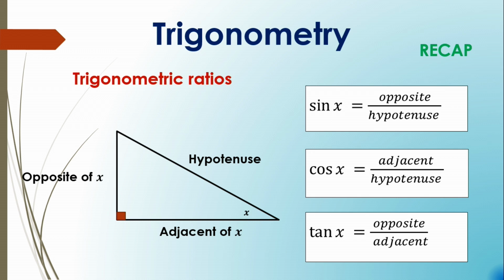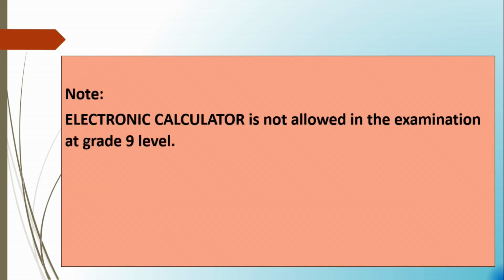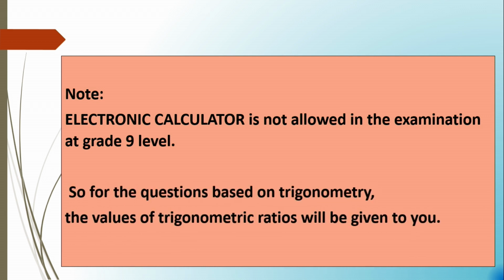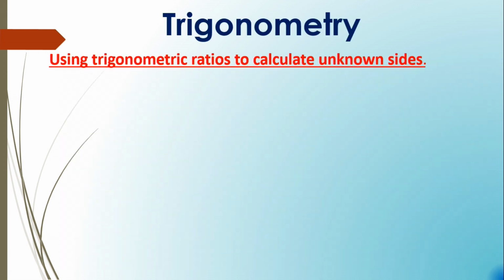We also talked about a scientific calculator. However, an electronic calculator is not allowed in the examination at grade 9 level. So, for questions based on trigonometry, the values of trigonometric ratios will be given to you. Now, let's have a look how we can use trigonometric ratios to calculate unknown sides.